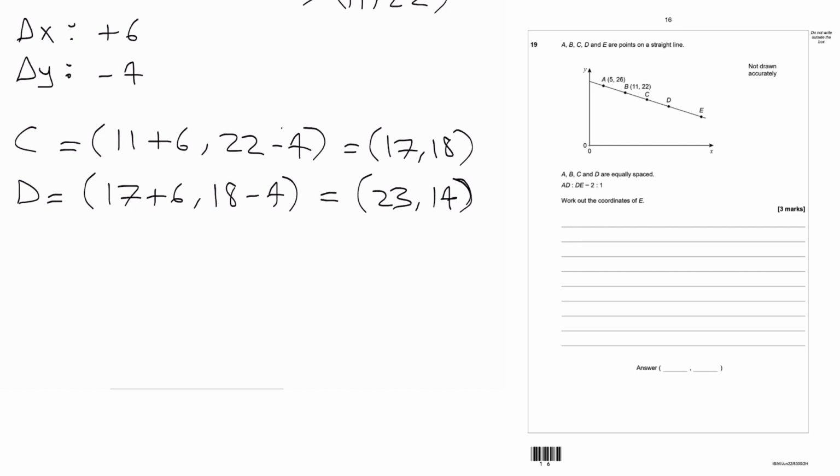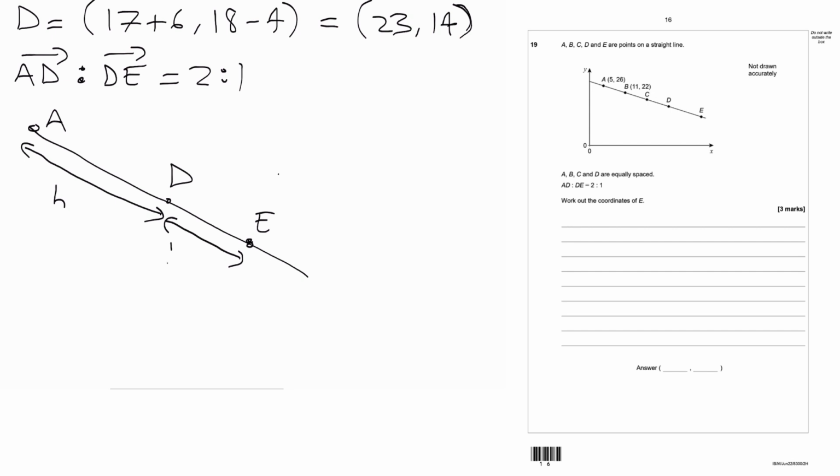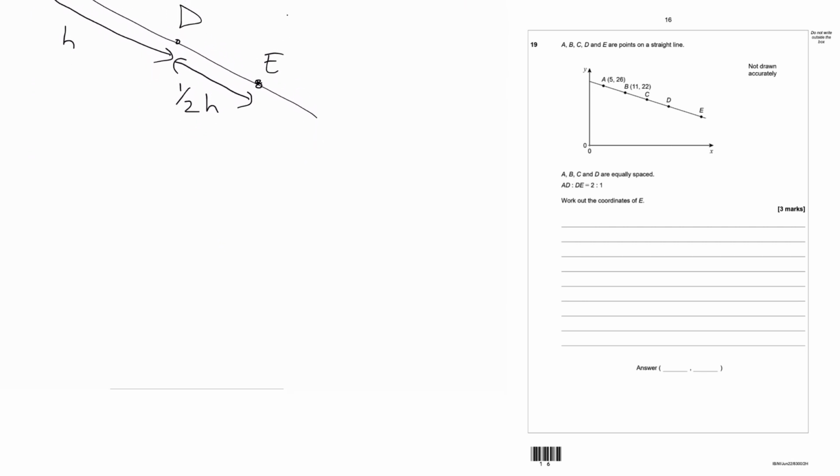So the next piece of information that we're given is that to go from AD to DE is a ratio of 2 to 1. What this means, quite simply, is that if these are our A, D and E coordinates, then the distance here, which I'm going to call H, is twice the distance from D to E, which will be half of H. So now we need to work out what the distance from D to E is based on our distance from A to D.